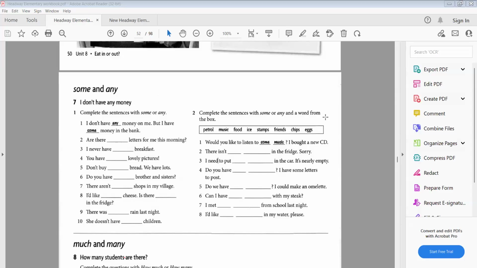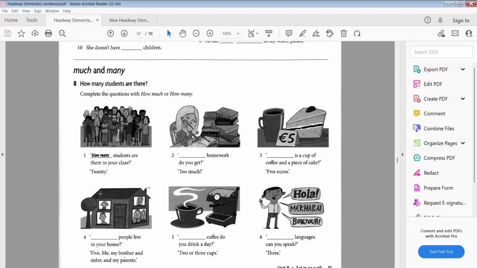Exactly, correct. I can see all your answers are correct. I'm happy to see that. It means that we understand now when we use some and how we use any. So let's do much and many. Do we remember much and many? When did we use them? How did we use them?